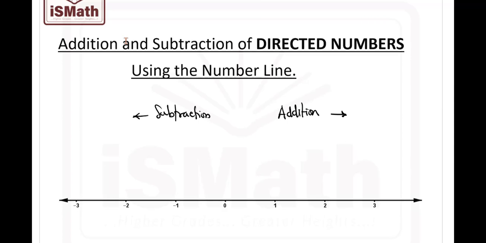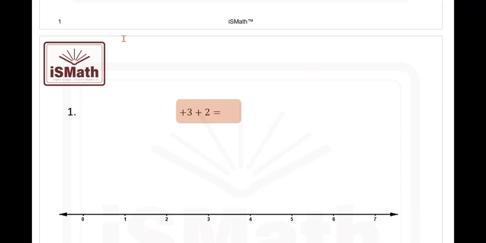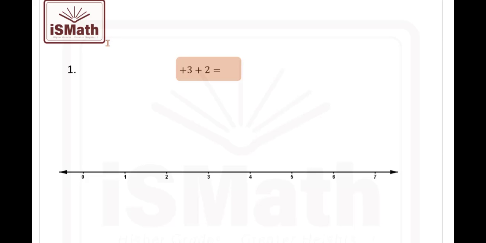So whatever number line you're faced with will be peculiar to the question of the moment. If you're given two signed numbers, for example, +3 and +2, these are signed numbers. In other words, they are directed numbers. The way we can use the number line to answer this question is to first of all start at +3. So you look for +3. This is +3.